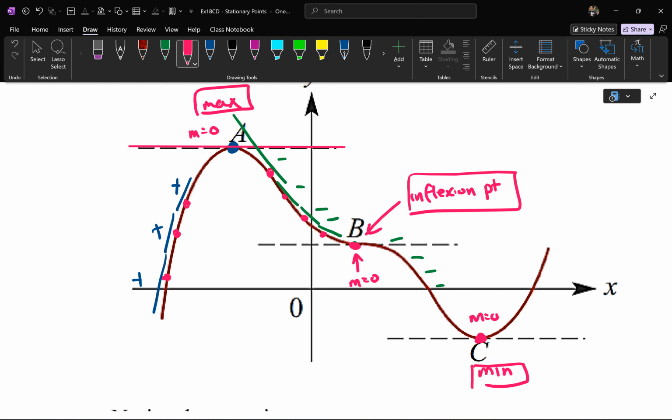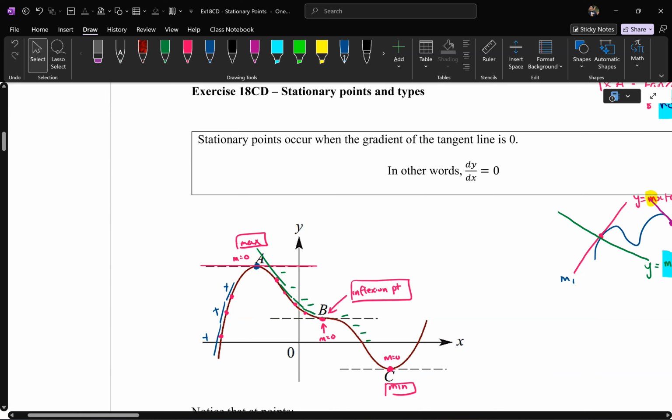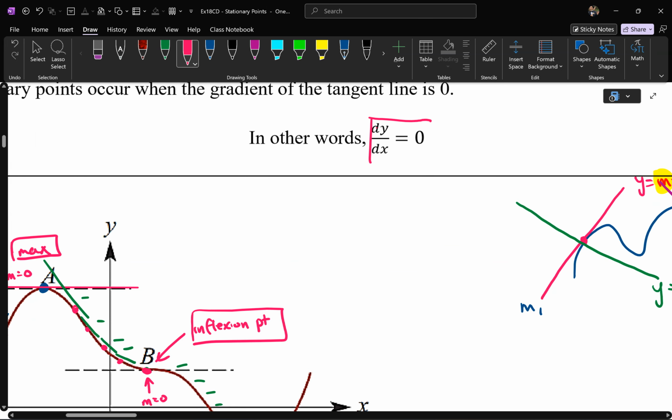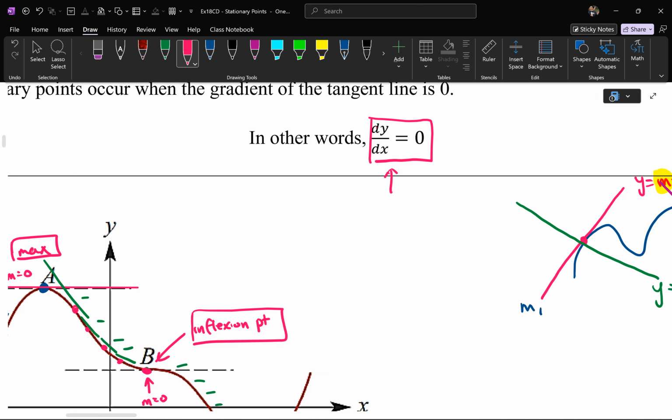Does that make sense? So in a nutshell, what you're learning from C and D is that when the derivative delta y delta x equals 0, which means, just write in your notes here to remind yourself, when gradient equals 0, you have either a max, minimum, or an inflection point. That's pretty much the takeaway point.